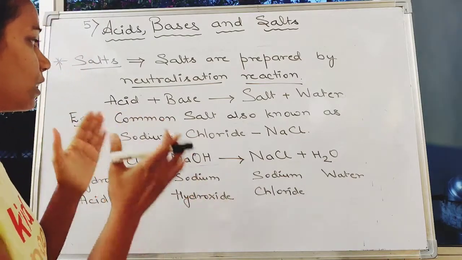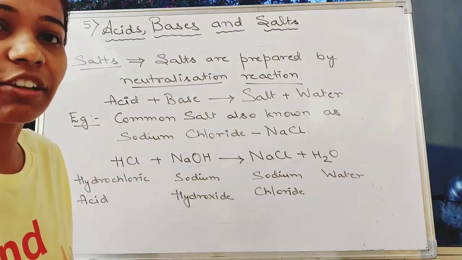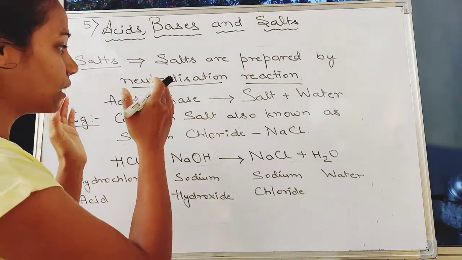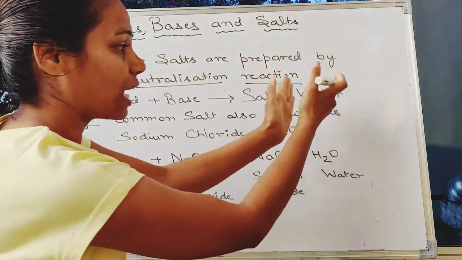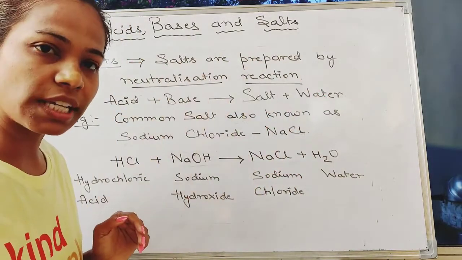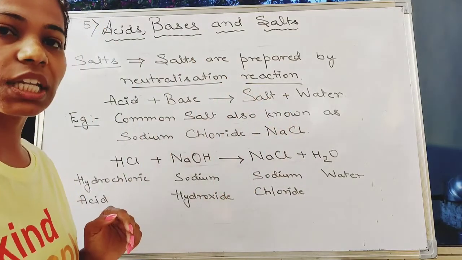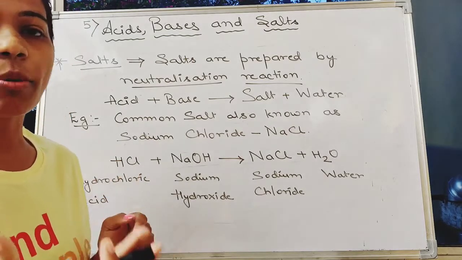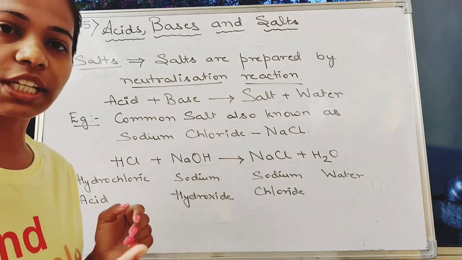So when we react acid and base together, what do they do? They kill each other's effect. Okay, they neutralize each other's effect and form the salt and the water. This is what is known as neutralization reaction. From this reaction we get the salts. There are many salts which are available in our day-to-day life. The very common example is your table salt, your common salt that you are utilizing in your kitchens.